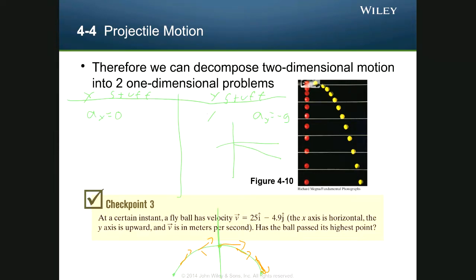So now I think we can ask this question in a different way, right? We can ask, has the ball passed its highest point? Well, the real way to ask that question is, is the j component of our velocity positive or negative? Well, is it positive or negative? It's negative, right? So if it's negative, that means we must have passed our highest point. Okay? Pretty simple. So does that make sense to everybody? Let me know. Chime in.